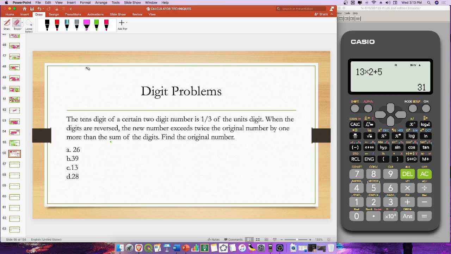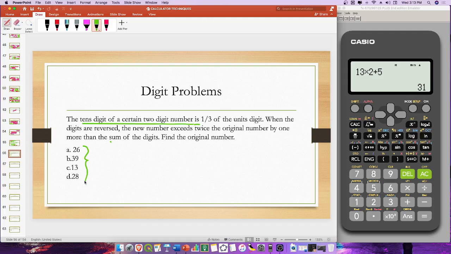Erase, erase, erase. Now let's start with the first statement. The tens digit is 1/3 of the units digit. Which of the choices has the tens digit as 1/3 of the units digit?